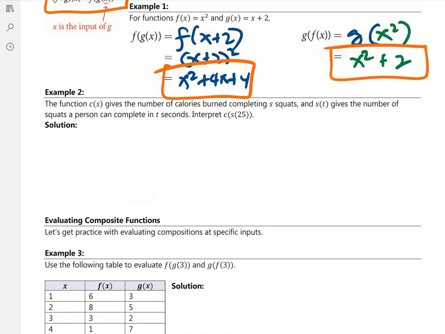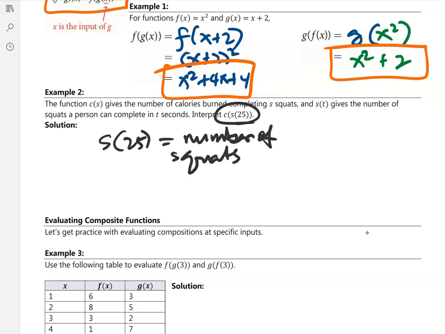Next, example number 2, the function c of s gives the number of calories burned completing s squats, and s of t gives the number of squats a person can complete in t seconds. Interpret c of s of 25. So what do we know here? First, inside of it, what is s of 25? This is the number of squats in 25 seconds.